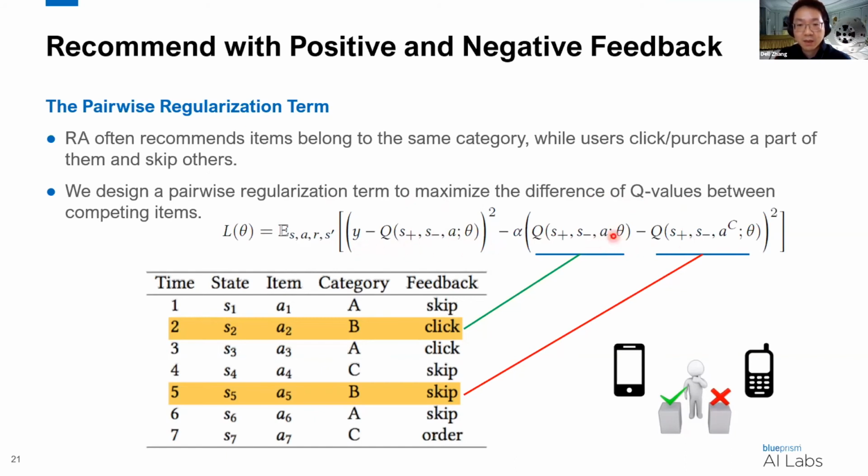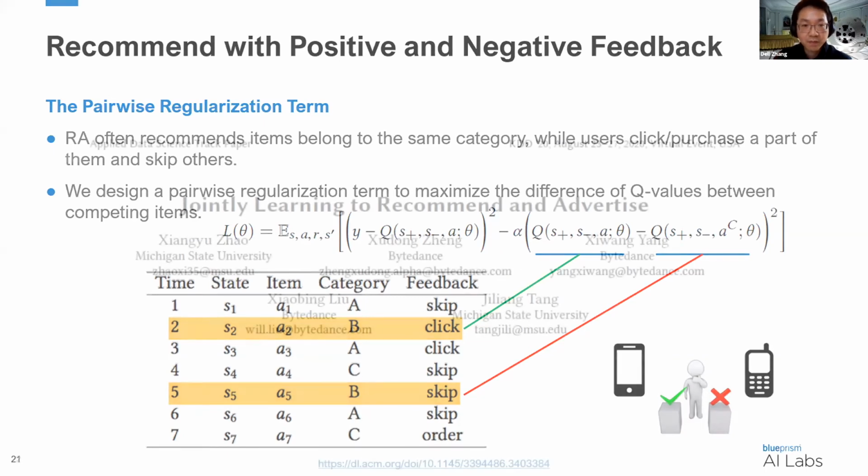Because DQN in the end optimizes the reward accumulated over time through gradient descent, it is convenient for us to add this pairwise regularization term to the objective function. And then this would help us to train the DQN so that the Q values of the positive items would be very different from those of the negative items.